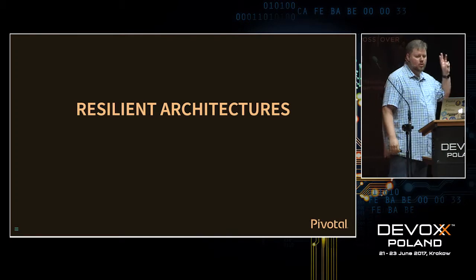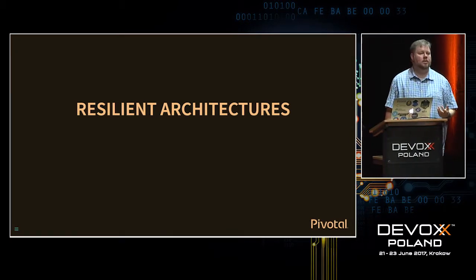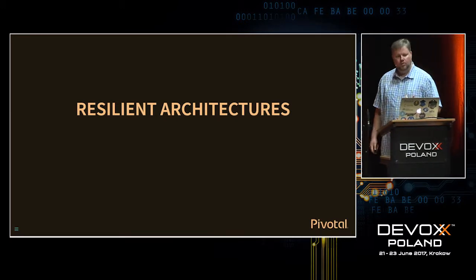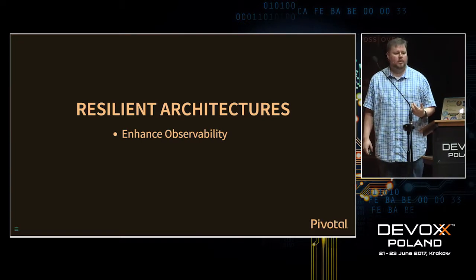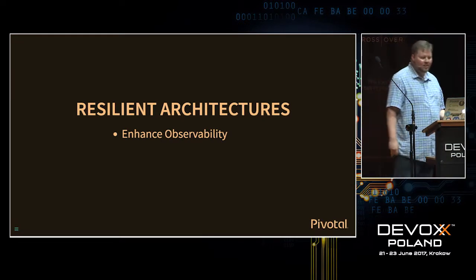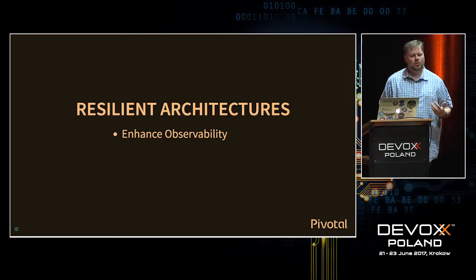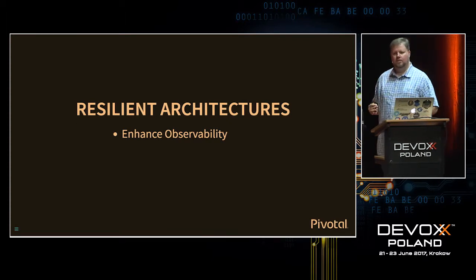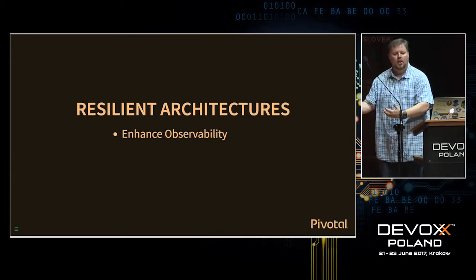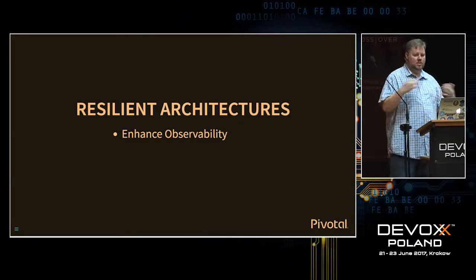Now, I really just want to tell you 3 basic things about that. What do resilient architectures do? The first thing is that they enhance observability. What is observability? It's our ability to see into what the software is doing. We can't tell if the software is sick. We can't tell if the software has recovered if we don't have the ability to see.